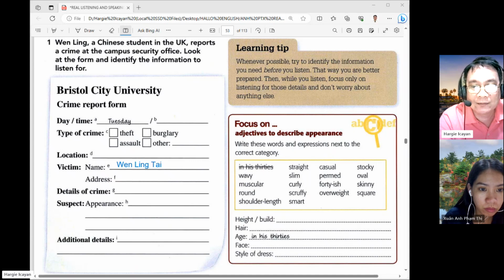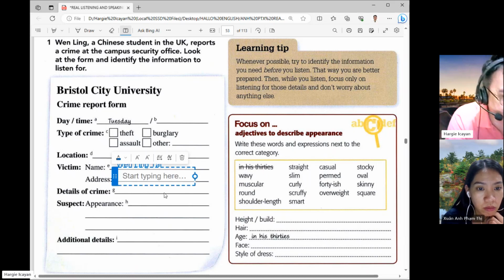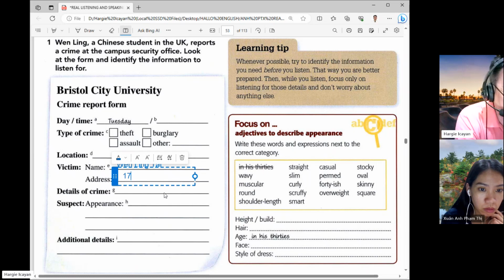17A Park Avenue, Bristol. The postcode is... hang on. 17A Park Avenue, you say? Yes. What she said in her address? 17A... which avenue? Okay, Park Avenue, right? Yeah. Okay, so that's 17A Park Avenue. Yes, Park Avenue.